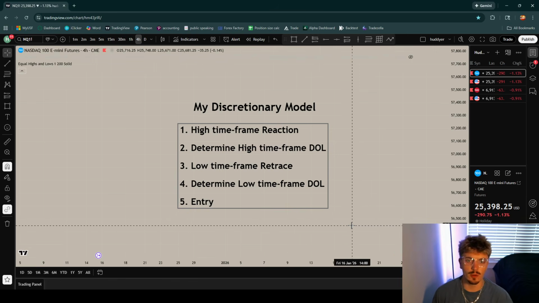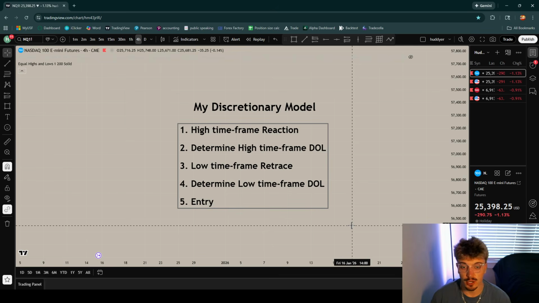So first of all, with my discretionary model, how I'm trading discretionarily, right? I like to have 5 things, okay? And you'll see that they're in this order for a reason, okay? I'll tell you why they're in this order for a reason. Okay, so firstly, right, I want to see a high time frame reaction, okay? After that, I'm going to determine my higher time frame draw on liquidity, right? Then I will see a low time frame retrace. Then after that, I'm going to determine my lower time frame draw on liquidity. Then I'm going to enter a trade, okay?